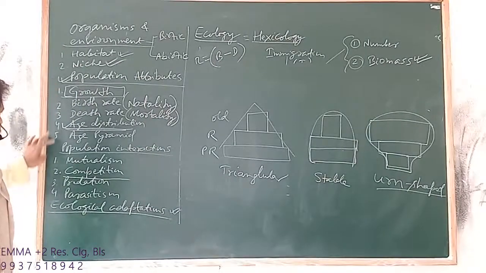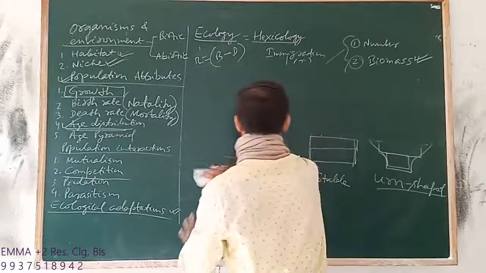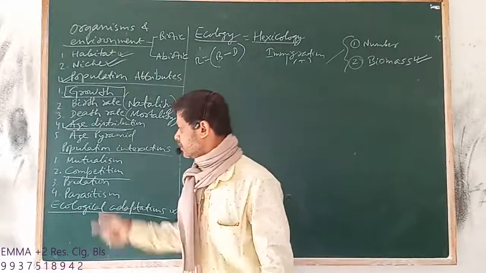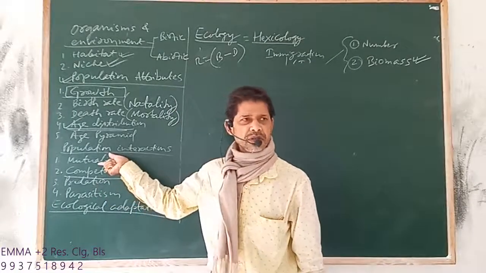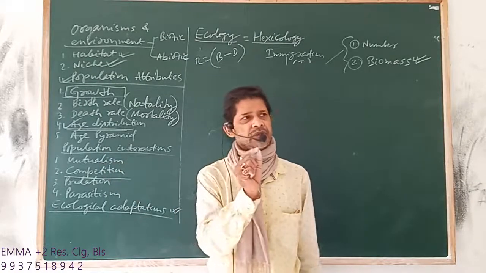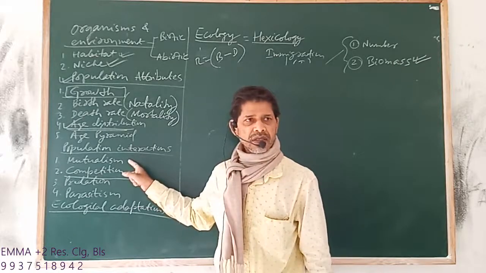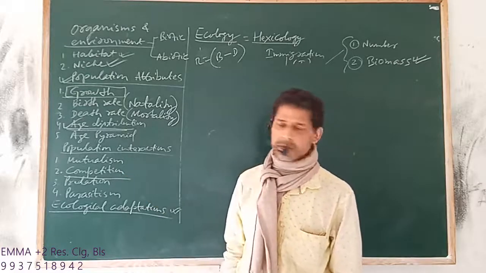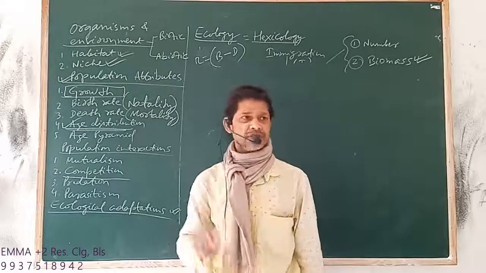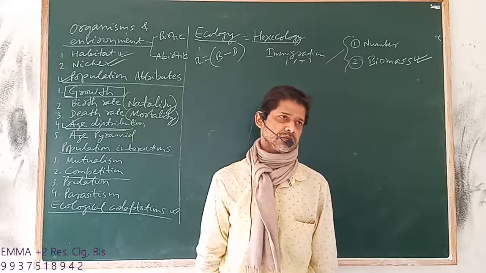So population attributes are over. Now population interaction. In this, you have to know the definition. For each type, you have to give a perfect example and the significance. See, first thing, population means a group of individuals. No individual can live alone.